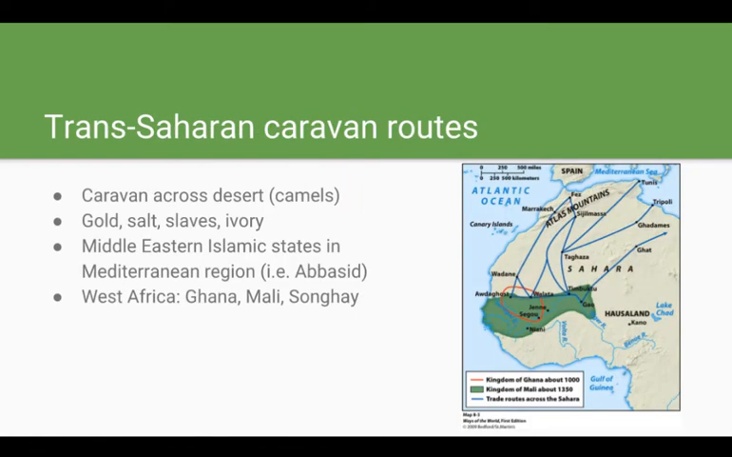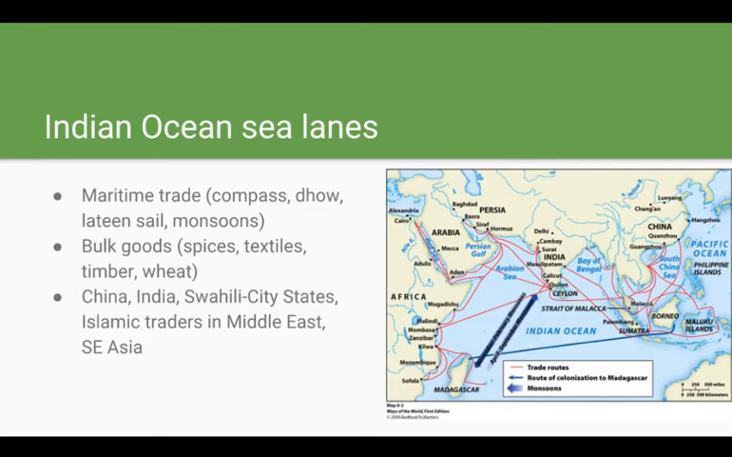For the Trans-Saharan, of course, there are also caravans, items like gold, salt, slaves, and ivory. The Mediterranean regions, such as Islamic states like the Abbasid Caliphate, who controlled northern Africa, are linked to the West African states like Ghana, Mali, and Songhai. Check the dates for those states so you know when they popped up, because they were not there all the time. And when the Abbasid Caliphate began, you're not necessarily looking at all 3 of those West African states.